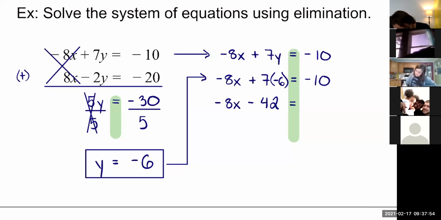Bring down your equal sign. Bring down your negative 10. And then remember, your goal is we're still looking for x. So now we're just going to solve it like we would any other equation. This one's a two-step equation. So it throws us back to our days of unit 1. So we're trying to get that variable by itself. So I'm going to add 42 to both sides.